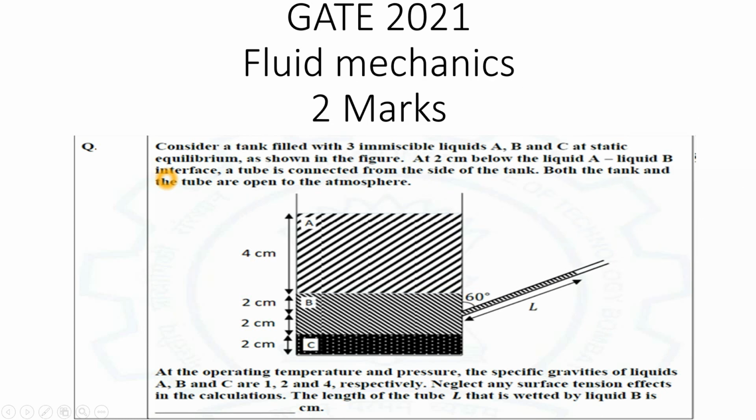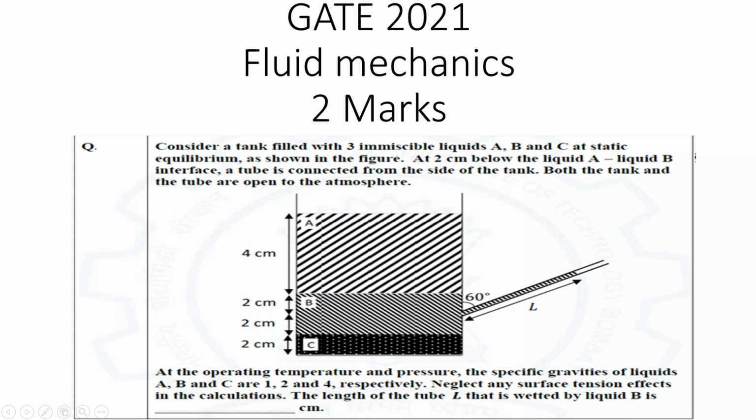So we have the next question from GATE 2021 Fluid Mechanics for 2 marks. Consider a tank filled with two immiscible liquids. We have liquids A, B and C at static equilibrium as shown in the figure.